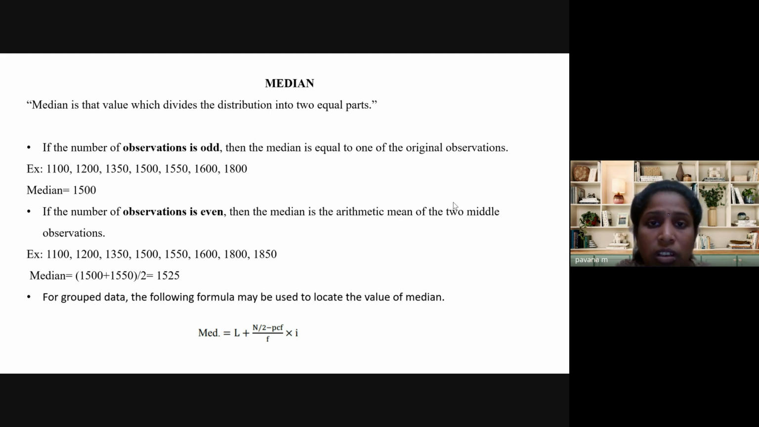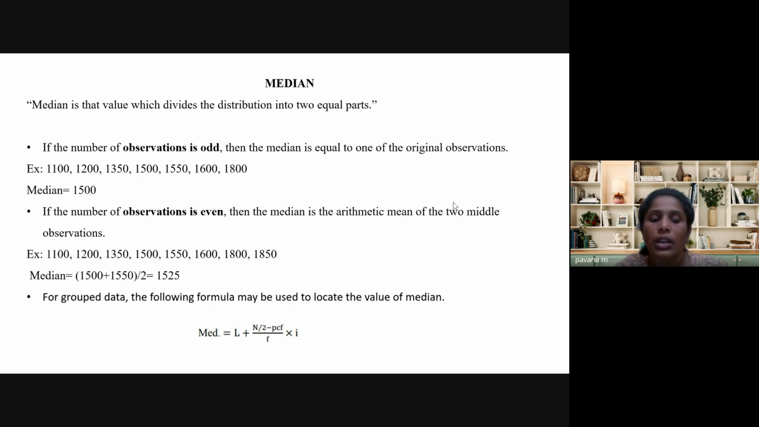So here in the even series, how will you calculate the median value? Sum up the value at the fourth position and the value at the fifth position, that means 1500 plus 1550 divided by 2. So the sum of the middle numbers divided by 2 is the median for the even series. So 1500 plus 1550 divided by 2 means 1525. That is the median for the even series.